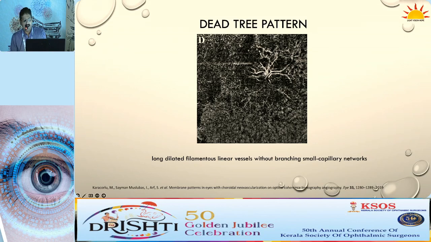In the dead tree pattern, you have long dilated filamentous vessels, and you won't see much capillaries or branching over here. Now, of all the patterns that I mentioned, the C-fan pattern, the Medusa head appearance, and the ill-defined, all these three are active lesions, whereas the dead tree pattern indicates chronicity. That is, there's no exudation there, so you don't have to go and treat such cases.